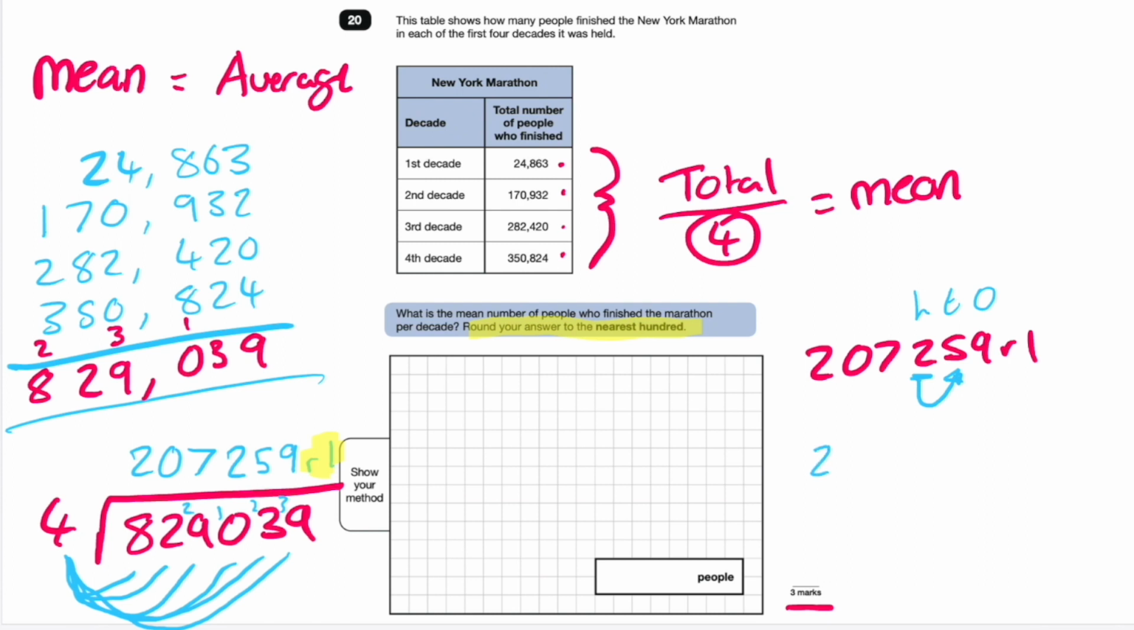So my answer would be 207,300. And then I'll put my answer in the correct box. And that'll get me all 3 marks. Tough question there, particularly if you don't know what mean means, because that is obviously really important. Good tip at this point is to look at how many marks you're offered for the question. If you are offered 3 points, that means the question is going to be big. So be prepared to do lots of working out.